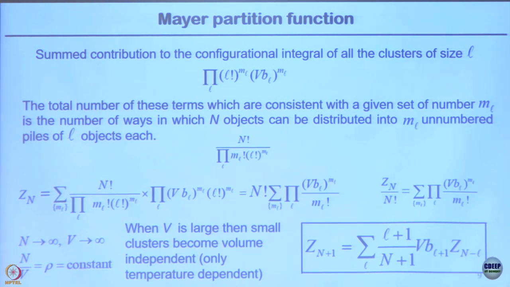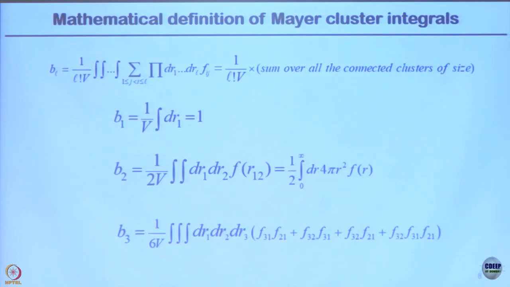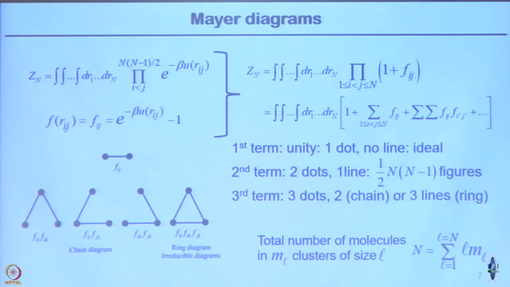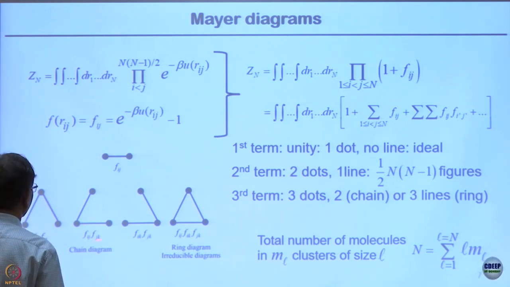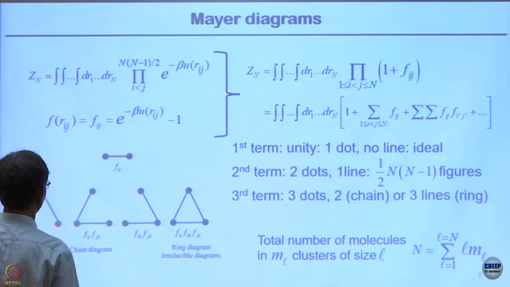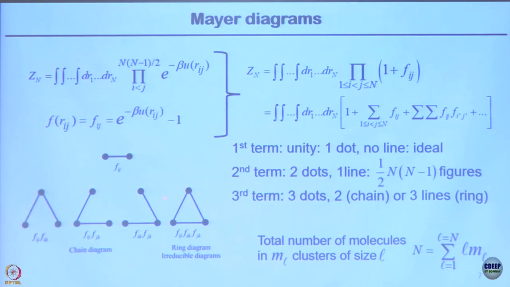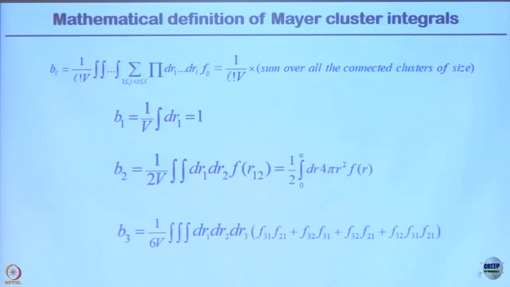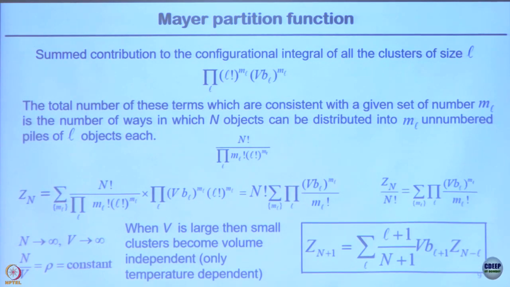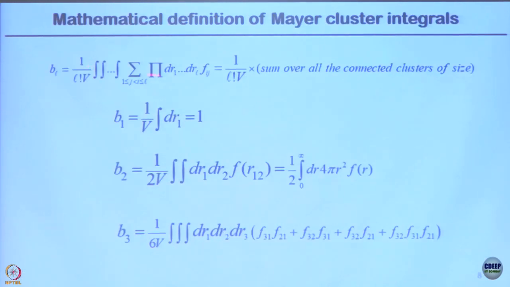Now if I go back to the partition function, I have to do two things. How can I group them together into one term, and then I can calculate how many of them are there. So two steps. And this is a little difficult, but please try to think. So some contribution of the configuration integral, all the clusters of size L. Look at that, that sum over all the connected things. So now, this is the quantity I want.